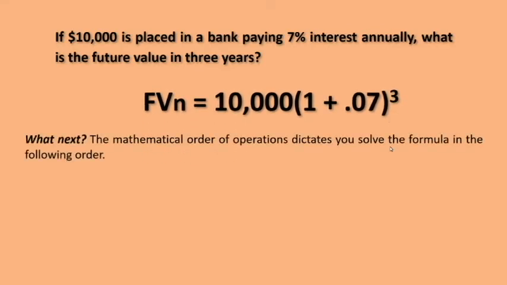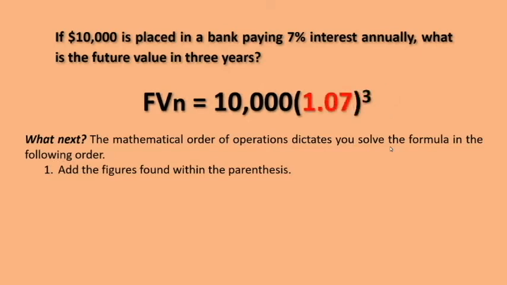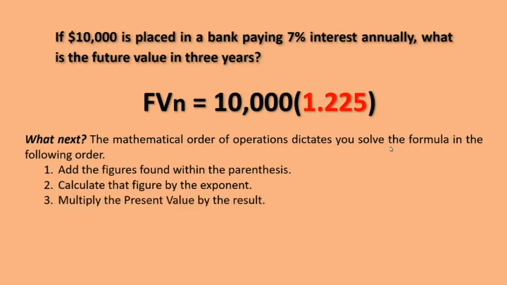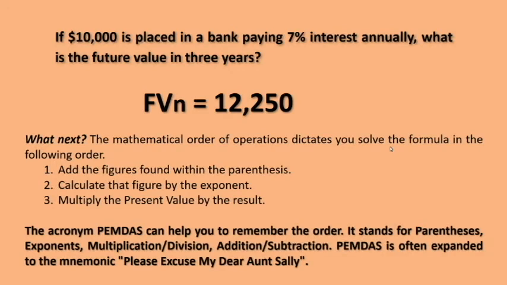But we have to remember the mathematical order of operations dictates this is how you have to solve this in a particular order. Add the figures within the parentheses. 1 plus 0.07 is 1.07. Next, you're going to calculate that figure by the exponent, 3. 1.07 times 1.07 times 1.07 is 1.225, which then you're going to multiply by the present value. 10,000 times that is $12,250.